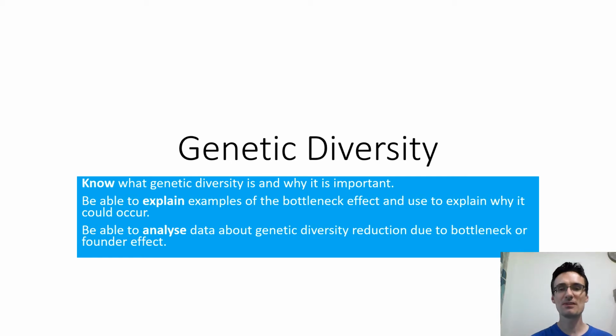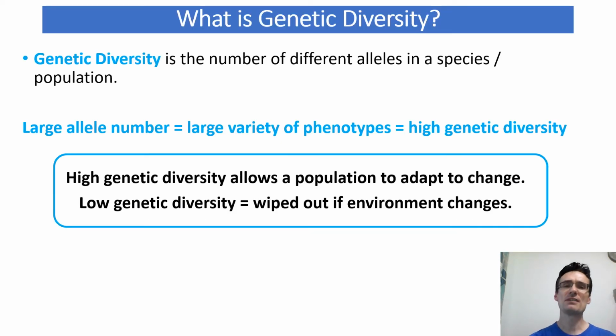A-level biology video. It's Mr. Phillips, and today we're looking at genetic diversity and different things that can affect genetic diversity. So you need to understand what genetic diversity is, and that is the number of different alleles in a species or in a population. You should know an allele is a version of a gene.